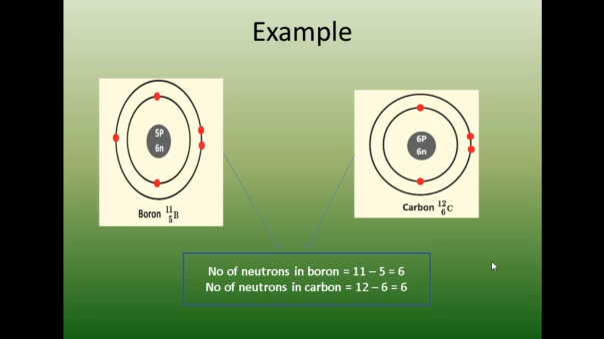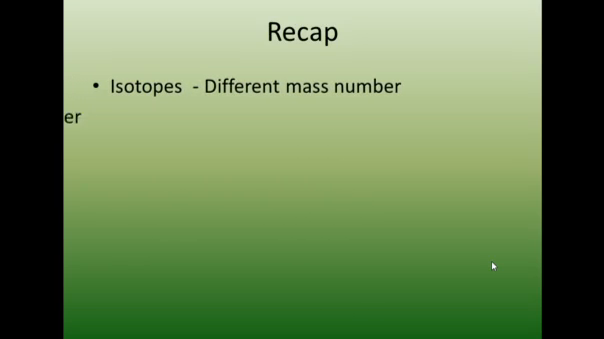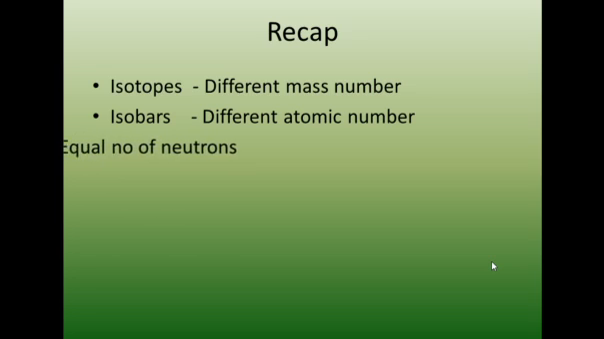Kindly remember, if the number of nucleons is equal, then it is called an isobar. If the number of neutrons is equal, then it is called an isotone. So today we discussed isotope, isobar and isotones. Isotope is nothing but different mass number. In the word isotope there is the word top, so we write the different mass number on the top of the element. So the difference in mass number is known as isotope.